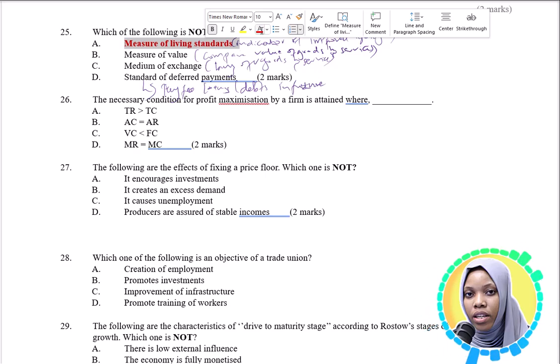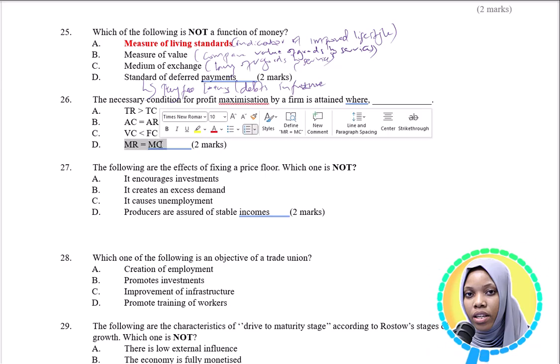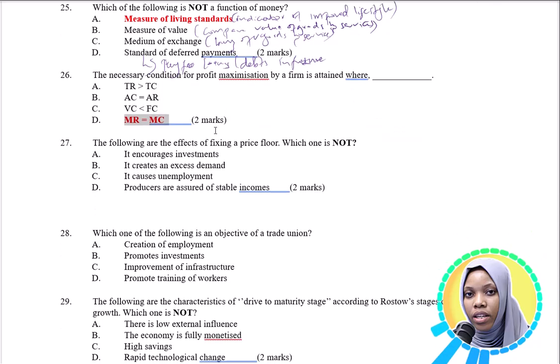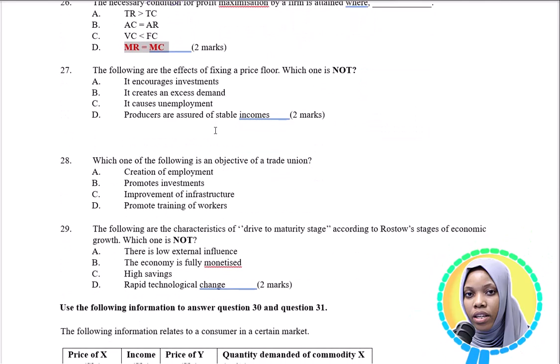Question 26, it reads, the necessary condition for profit maximization by a firm is attained where? This is direct. Choice C, MR equals to MC is a necessary condition for profit maximization. We won't dwell much on that.